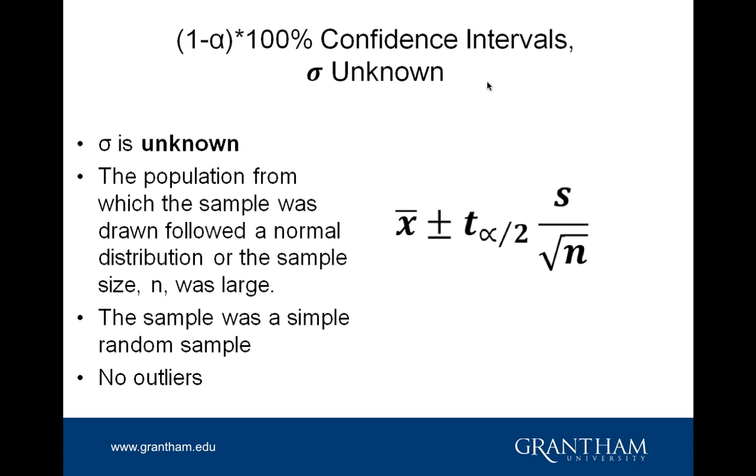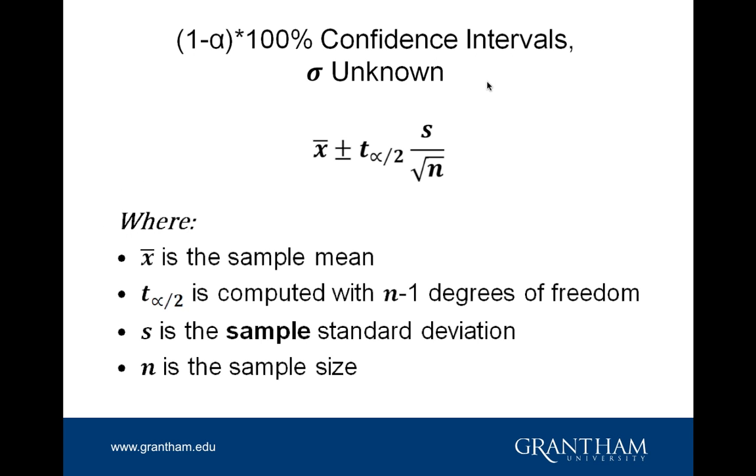The first one is that the population comes from a normally distributed population, or that the sample size is significantly large, meaning that in this case it has to be greater than or equal to 30. Also, that the sample is taken randomly, and that there are no outliers evident in the sample. Outlier means extreme value point. Now, if this is the case, we have a formula for the 1 minus alpha times 100% confidence interval where sigma is unknown and we're trying to find an interval about the population mean.